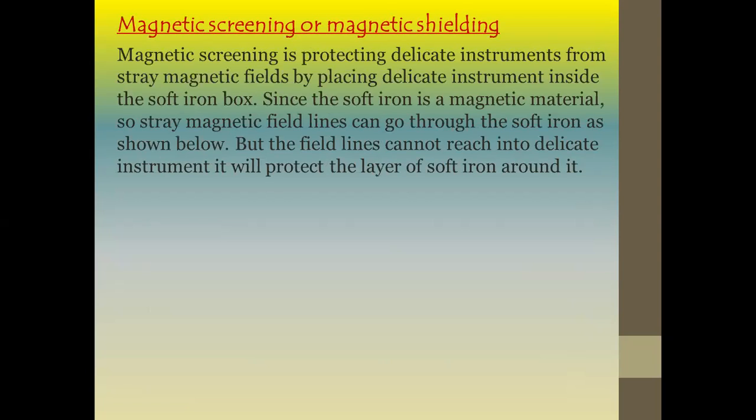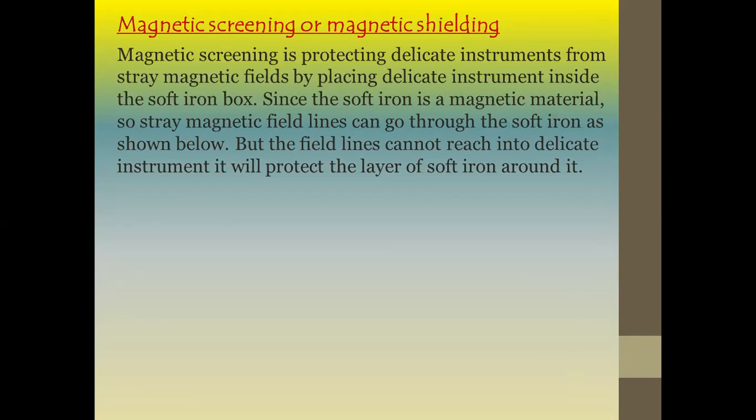Magnetic screening or magnetic shielding. Magnetic screening is protecting delicate instruments from stray magnetic fields by placing the delicate instrument inside a soft iron box. Some delicate instruments get damaged because of magnetic fields, so they are secured by this screening. Since soft iron is a magnetic material, stray magnetic field lines can go through the soft iron as shown below, but the field lines cannot reach into the delicate instrument.